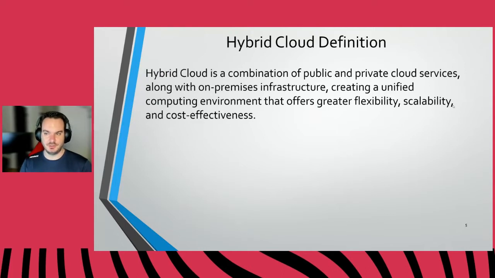First off, the definition. It's one of the definitions I found on the internet. So hybrid cloud is a combination of public and private cloud services along with on-premise infrastructure, creating a unified computing environment that offers great flexibility, scalability, and cost effectiveness. So the idea of hybrid cloud is that you mix your on-premise infrastructure with the cloud and hopefully use the advantages of both environments.